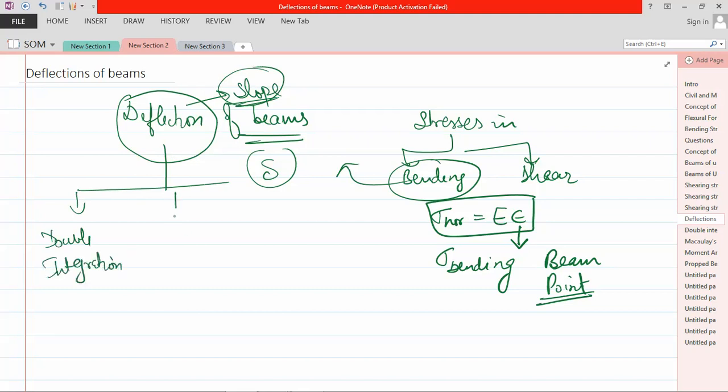Second is Macaulay's method, as you say. And third is the moment area method, moment area method.